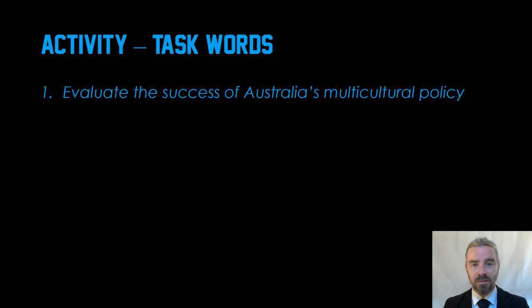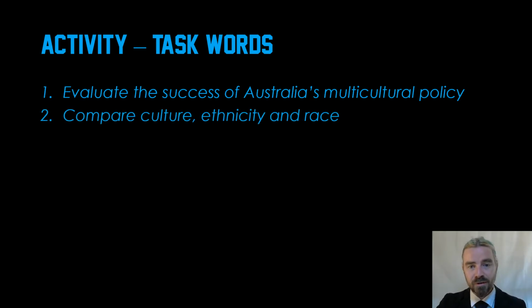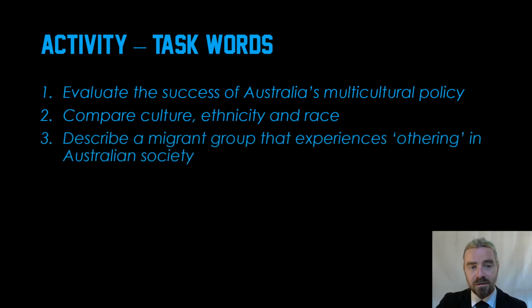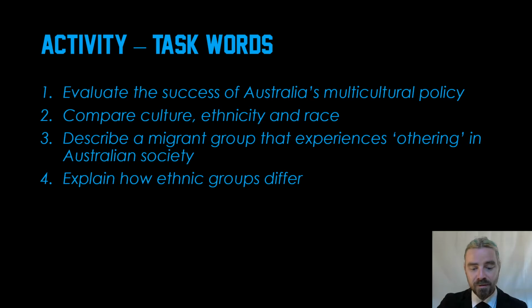First one, evaluate the success of Australia's multicultural policy. So what I'm asking you there is explain, to say what an evaluation is. Compare culture, ethnicity, and race. In this one, you got to say what you think a comparison is. 3, describe a migrant group that experiences othering in Australian society. So what is a description? And 4, explain how ethnic groups differ. So there you go. The 4 task words there are evaluate, compare, describe, and explain. 2 or 3 sentences telling me what each of those questions, how you would answer them.